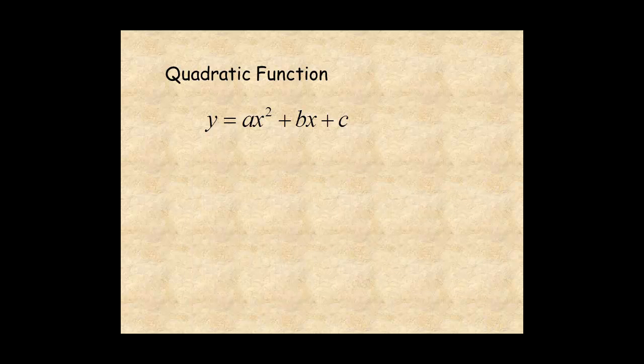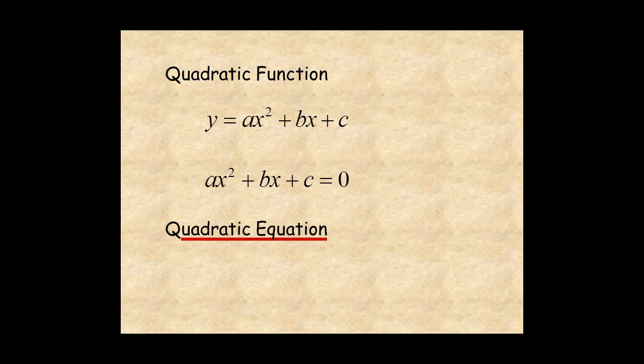If you start with a quadratic function and set y equal to 0 and turn it around, you get the quadratic equation. Ax squared plus bx plus c equal to 0 is the standard form of a quadratic equation. This lesson and the following lesson help you understand quadratic equations and how to solve them.